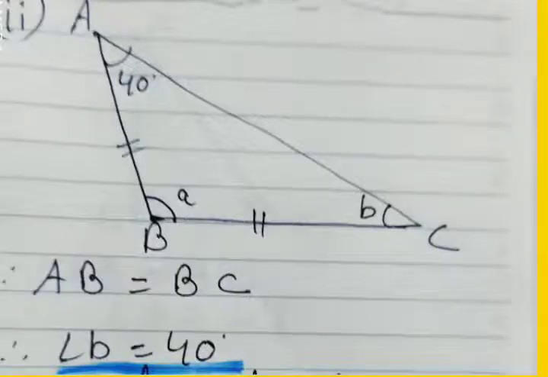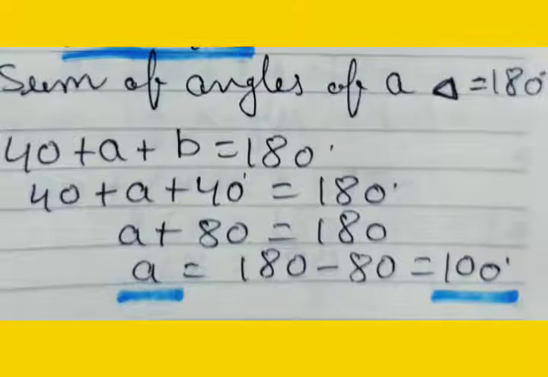Next, again first name the triangle. So ABC, as I have done here. Here again it is given two sides equal, means this is an isosceles triangle. So AB equal to BC. Angle B will be equal to what? 40 degrees, because of the isosceles triangle. The sum of angles of a triangle is 180 degrees. So 40 plus A plus B equal to 180 degrees. So 40 plus A, instead of B we can write what? 40 degrees, and this is equal to 180 degrees. So A plus 80 degrees equal to 180 degrees, and A is equal to 180 minus 80 degrees equal to 100 degrees.